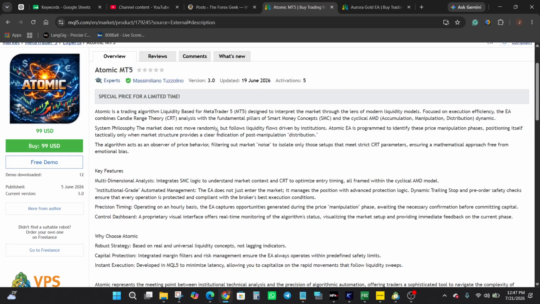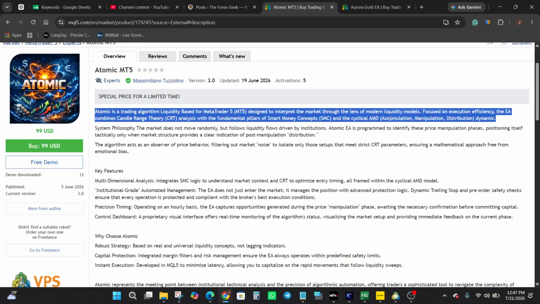Now the description positions this as a liquidity based algorithm combining candle range theory with smart money concepts, framed within an accumulation, manipulation, distribution cycle. In plain terms, the idea presented is that the EA tries to identify phases where price is manipulated away from a range before distributing in the real direction, and it looks to position only after that structural shift is visible.